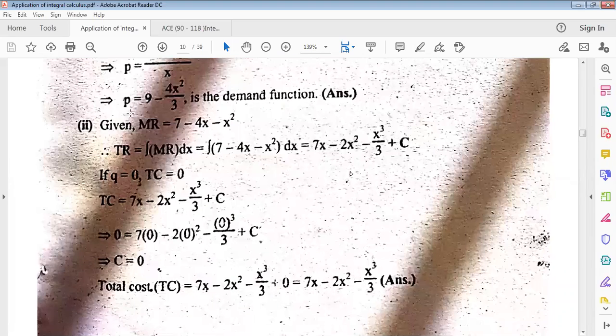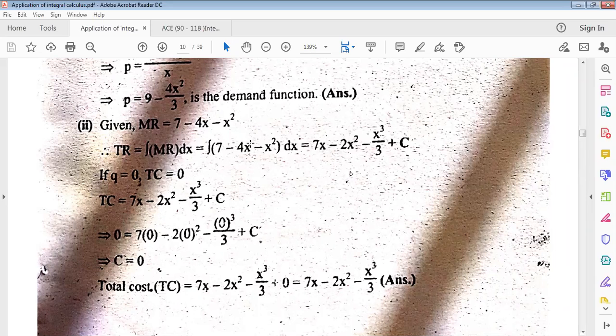Similarly, for the second part, given marginal revenue equals to this, we take the total revenue by integration. Integration of MR: this is the marginal revenue given function, and we take integration with respect to x. x is the number of units. Now, integration of 1 will be x.